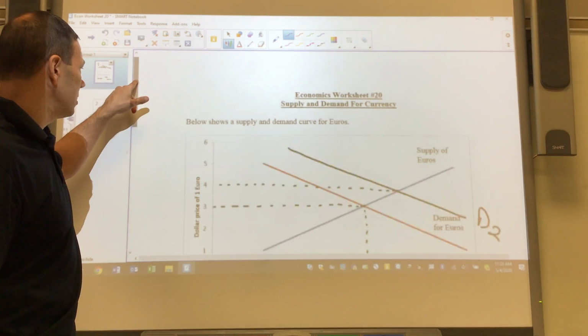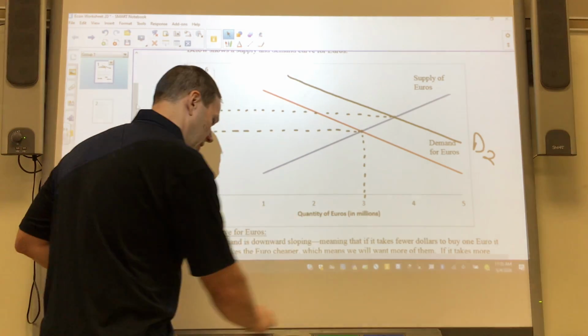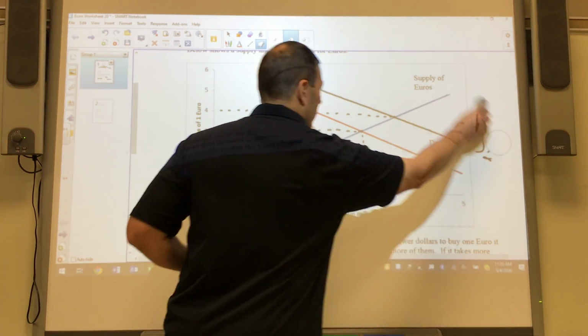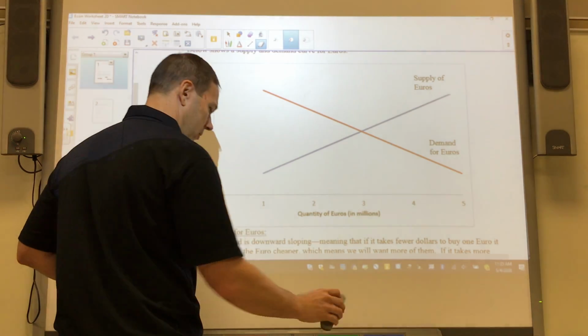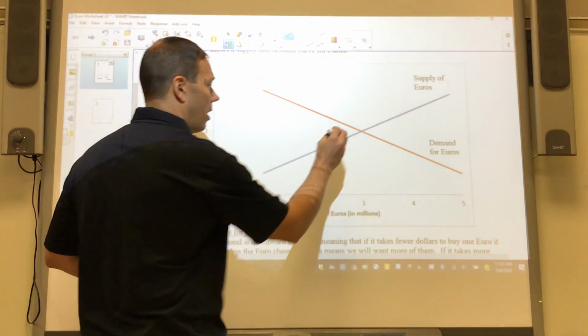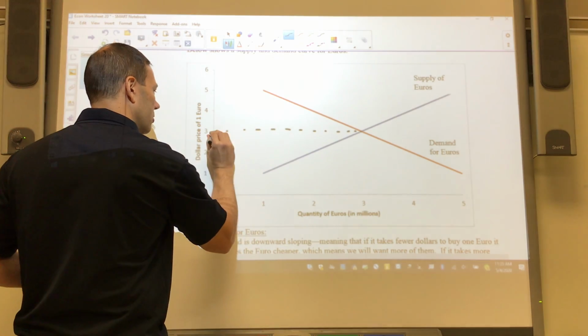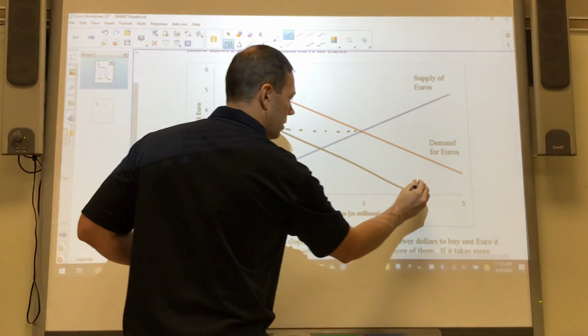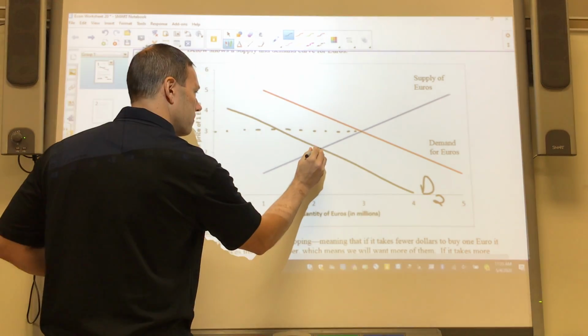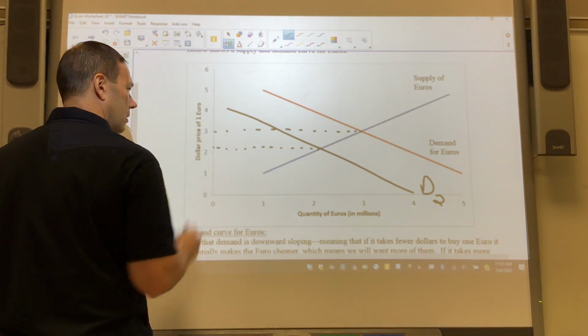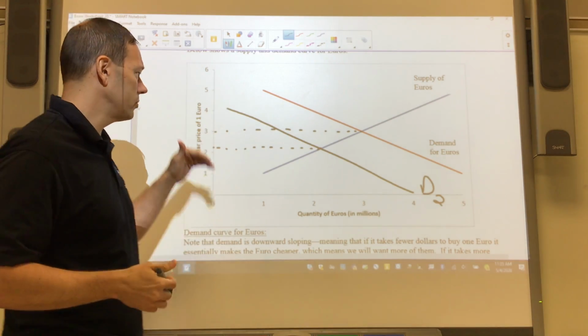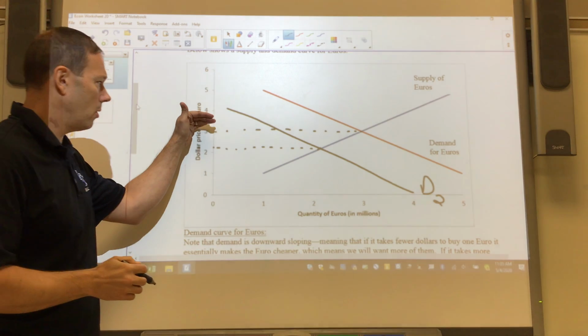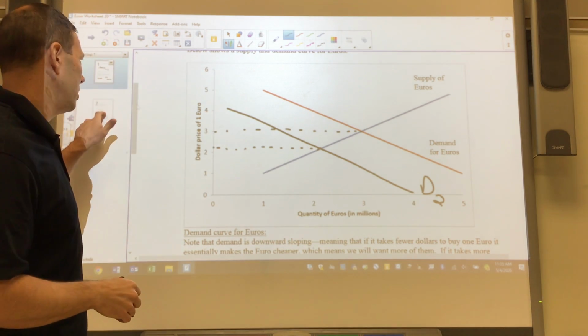All right, let's look at a scenario where there is a decrease in demand for the euro. And we'll talk about why there'd be a change in demand for the euro in a second here. But just follow me on this for now. So it used to take $3 to get the euro. Now there's a decrease in demand, call it D2, for the euro. Now it takes, I didn't quite get to 2, but anyway, you get the idea, close to 2. So it used to take $3 to get the euro. Now it only takes $2 to get the euro.